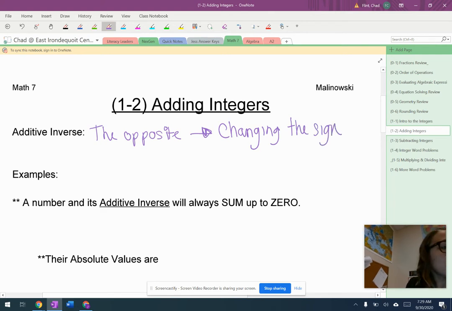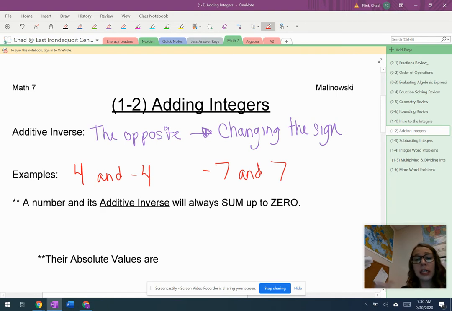So, for example, if you have something like 4, the opposite of positive 4 would be negative 4. If I start with a negative number like negative 7, the opposite of negative 7 would be positive 7. You're just taking the opposite of it, changing that sign. So positive 4 becomes negative 4, negative 7 becomes positive 7.